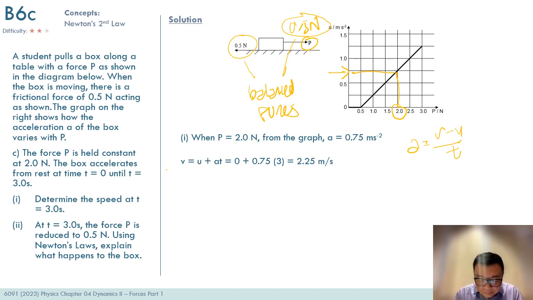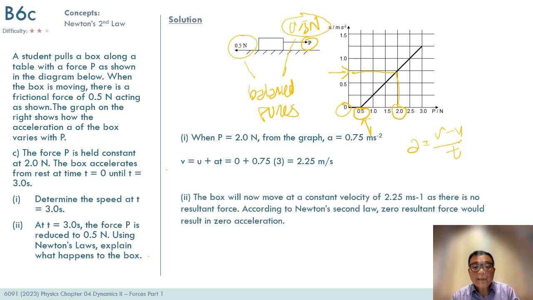The graph tells us that when the forward pulling force is 0.5 Newton, the acceleration of the object is 0. It doesn't speed up, nor does it slow down. So for part 2, the box will just move at a constant velocity, and the constant velocity follows that at 3 seconds, which is 2.25 meter per second.